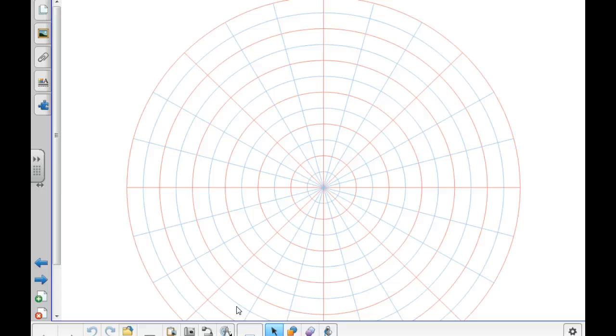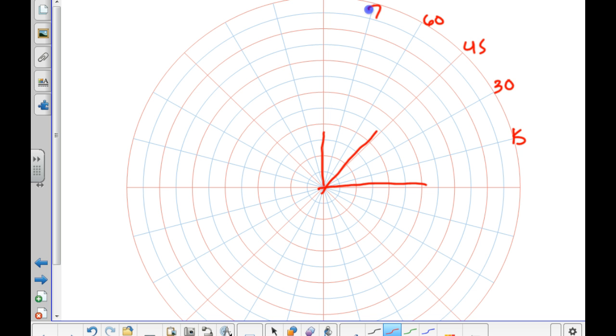This is called polar graph paper. If this is 90 degrees, can you figure out what these angles would be in here? Well, this would be 45, right? This would be 45, and it's split into 3 parts, so each one of these lines is what? 15, 30, 45, 60, 75. Are we okay? Okay.